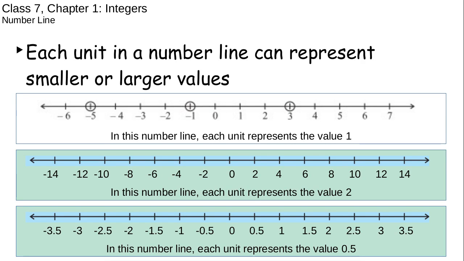The units in a number line can represent smaller or larger values also. For example, in this number line, each unit was representing the value 1. So the value between 4 and 5 is 1. The value between these two units is 1, and so on and so forth. But look at this number line. In this number line, each unit, or the value between these two markers, is 2. Look at this number line. The value between these two markers is 0.5. So each unit is representing the value 0.5.